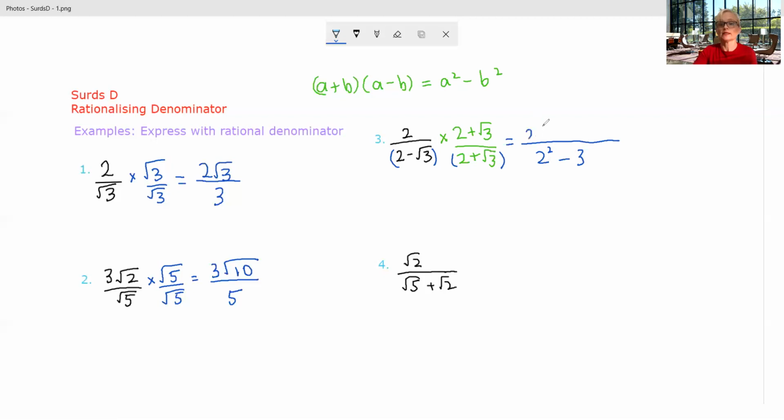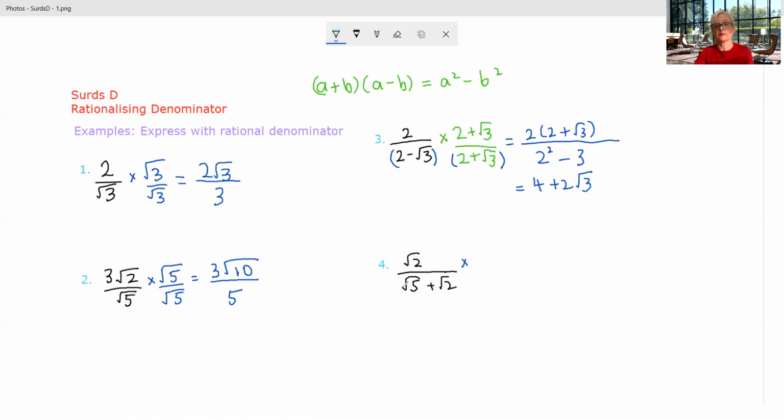In our numerator, we're going to get this. Now, you can leave it like that or you can expand it out. It's up to you. The denominator is going to end up just 1 because 4 minus 3 is 1. So you can expand if you like and leave it as 4 plus 2 root 3. It wouldn't be wrong to leave it as 2 bracket 2 plus root 3. That's okay.